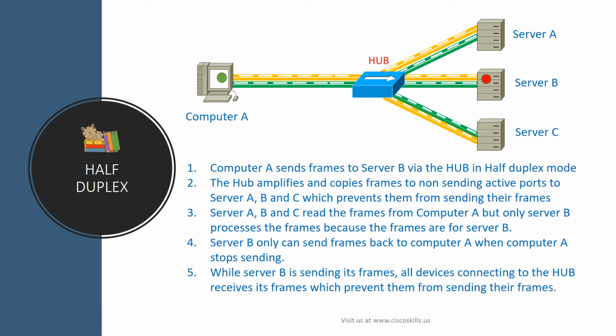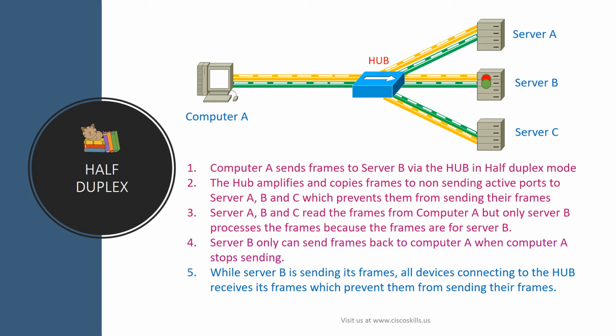In this example, computer A sends frames to server B via the hub in half duplex mode. The hub amplifies and copies frames to non-sending active ports to server A, B, and C, which prevents them from sending their frames. Server A, B, and C read the frames from computer A, but only server B processes the frames because the frames are for server B.